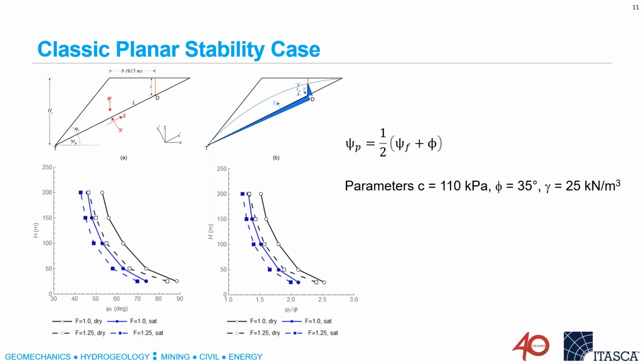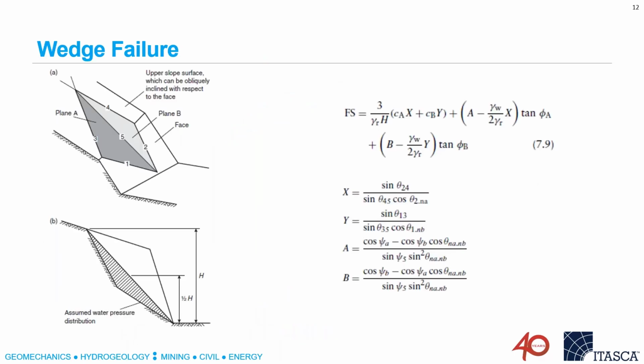the sliding surface angle and its frictional properties in terms of slope height and slope angle. And this is the most common way to present results for slope stability: in these charts relating slope angle and slope height. And we'll see that again when we come to the empirical methods. But this is just for a simple planar sliding case.